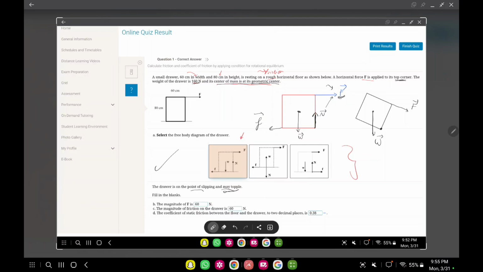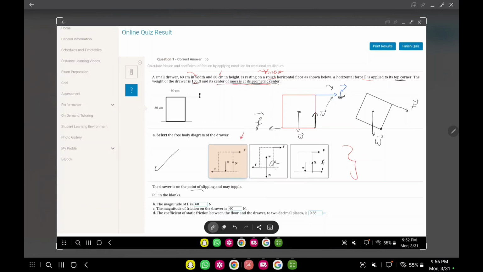So this is FBD part A, very easy. It's obviously not this one because the friction is wrong. So it's either this or this depending on the normal force. Here, this is wrong because the weight is going up. That's pretty obvious, right? It's going to be wrong. When is weight pulling you up?